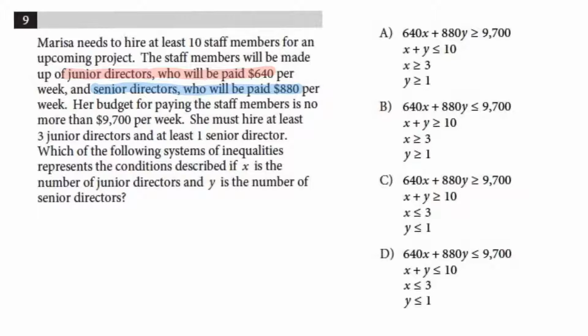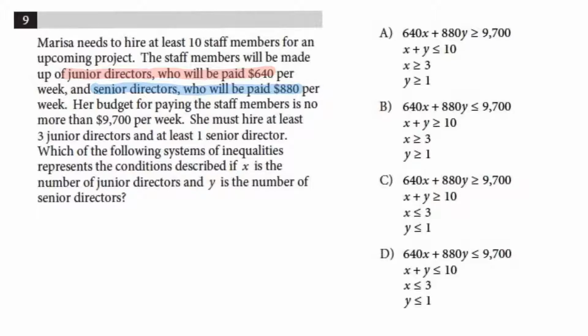Okay. Her budget for paying the staff members is no more than $9,700 per week. She must hire at least 3 junior directors and at least 1 senior director. Okay, so at least 3 junior and 1 senior. Which of the following systems of inequalities represents the conditions described if X is the number of junior directors?